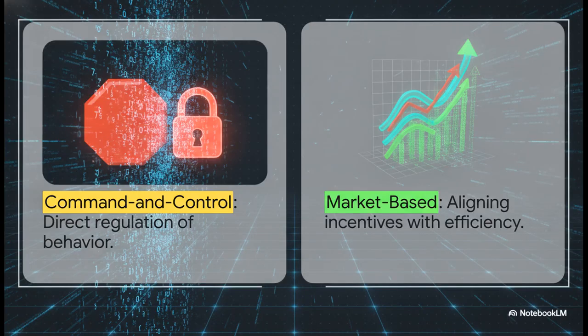Governments basically have 2 main tools they can use to patch a market. They can use a brute force approach with command and control regulations, which directly dictate behavior, like just flat out making it a crime to dump poisonous chemicals. Or they can deploy more elegant market-based policies. These try to align private incentives with social efficiency, usually by using taxes or subsidies.